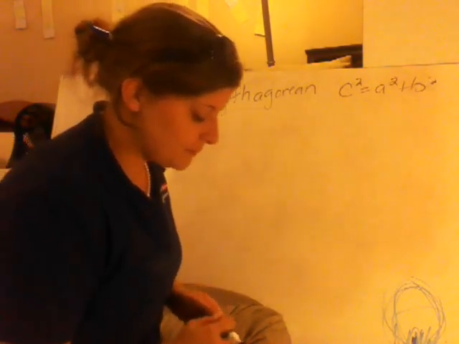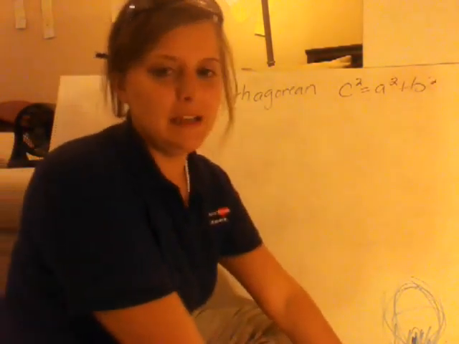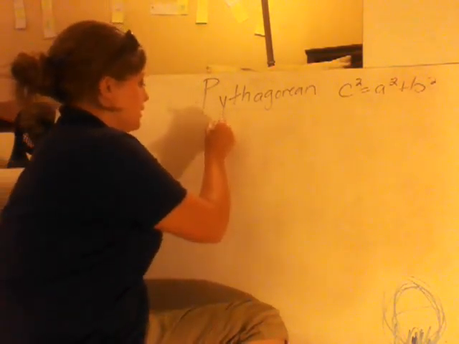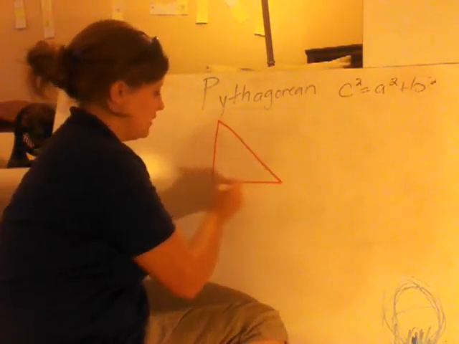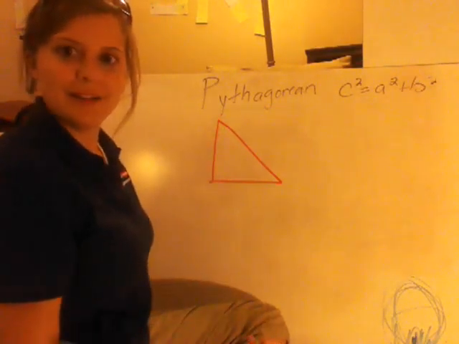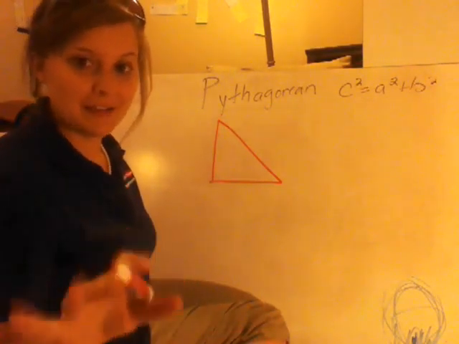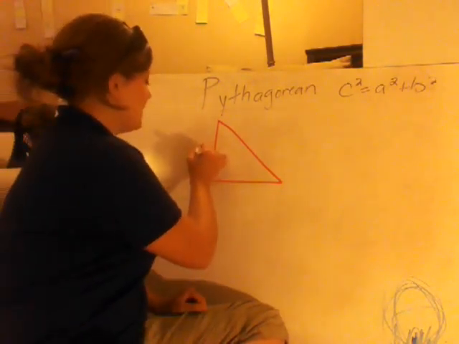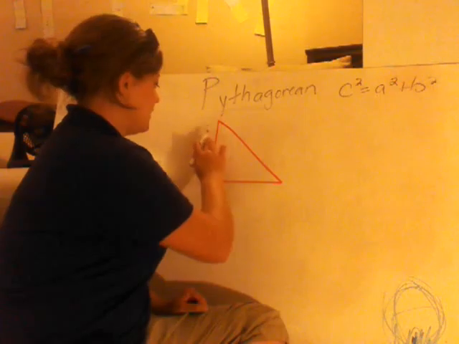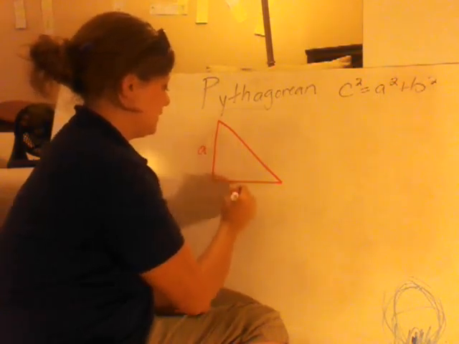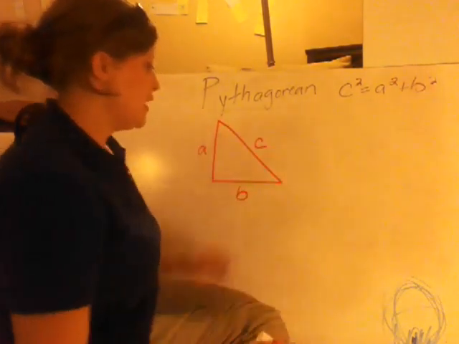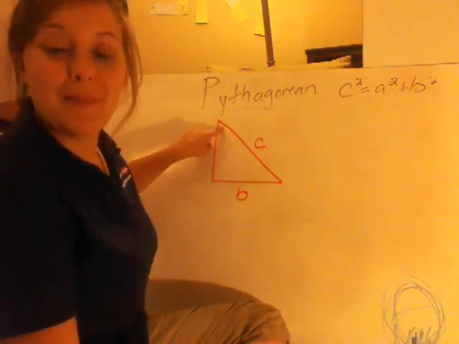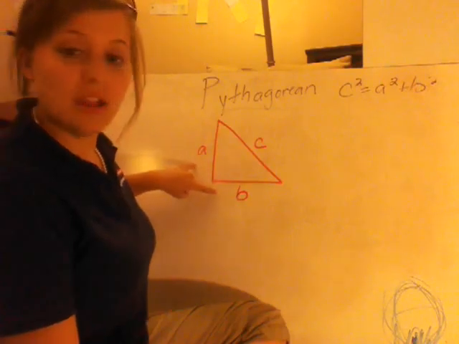Number 10. I'm going to switch it up too. I need a different color. Number 10. Here's my triangle. It looks so pretty on my clean board. I like it. So I'm going to say this is a, this is b, and this is c. So my c is the hypotenuse, and a and b are legs.